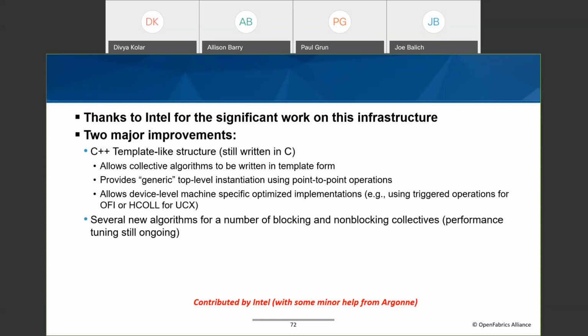One is for hardware acceleration through the OFI, which uses the collective interface that the OFI is providing. And then we have a more general algorithm that uses point-to-point communications. Next slide, please.